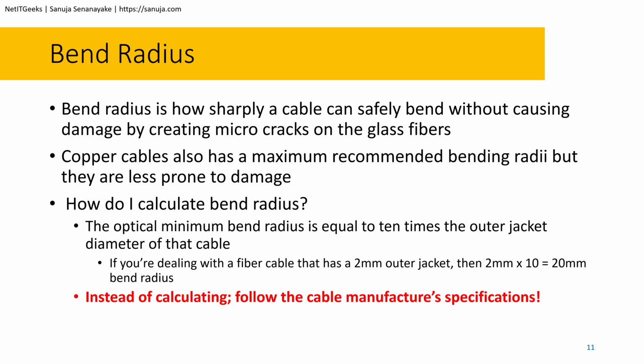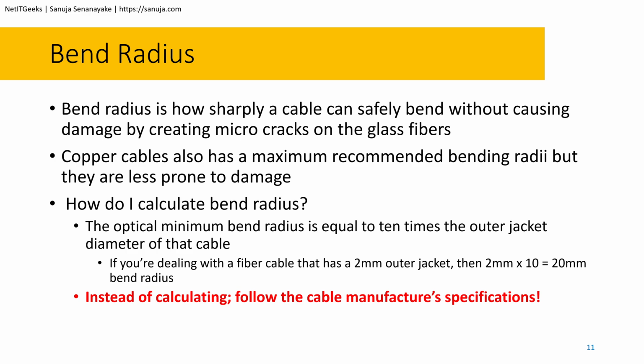However, when it comes to fiber optic communication cables, they are more sensitive to bending. Therefore, the bend radius is super important in fiber optic communication cables. So how do I calculate bend radius? Well, the optical minimum bend radius is equal to 10 times the outer jacket diameter of that cable. That's a rule of thumb that we use in the industry. So if you are dealing with a fiber cable that has a 2 millimeter outer jacket, then 2 millimeters multiplied by 10 gives you 20 millimeters, and that 20 millimeters is going to be the bend radius.